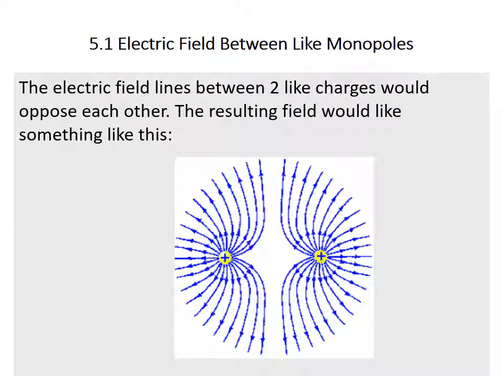So the electric field lines between two like charges would oppose each other, and so you would get a field distribution that looks like this. In the middle here, there is no field. The field strength would be 0 newtons per coulomb. The field lines oppose each other.